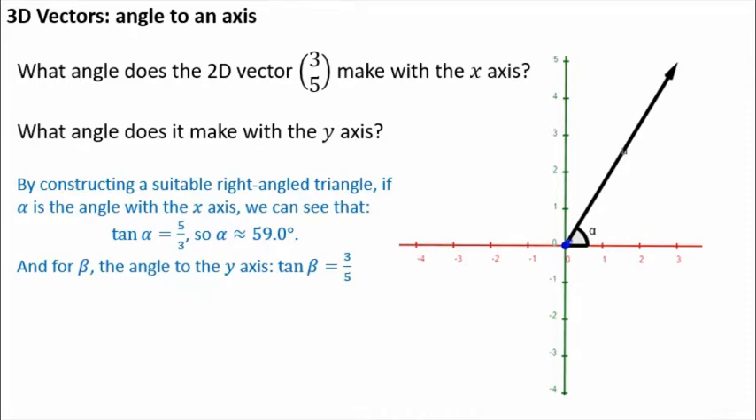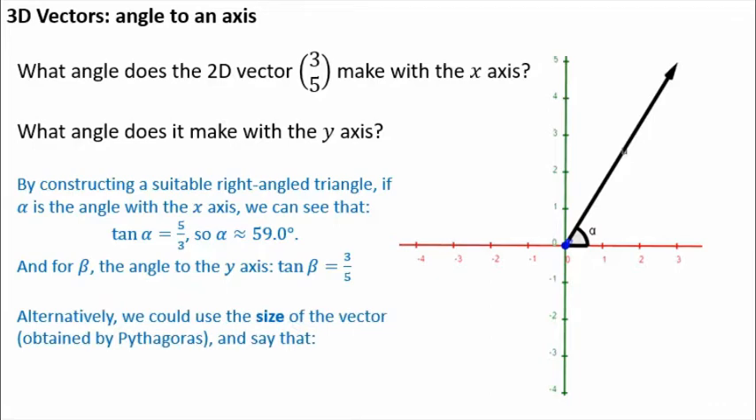But here's another method that you might have used. You could look at the size of the vector, which you can calculate using Pythagoras. It's not a very nice number, but you can get it. 3 squared add 5 squared, square rooted. And then, because you know the hypotenuse and you know the adjacent side, I'm thinking about the angle to the x-axis again, the one that's marked in the diagram, then you could use cos of the angle equals the adjacent 3 over the hypotenuse, root 34.